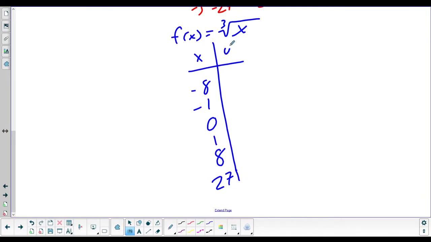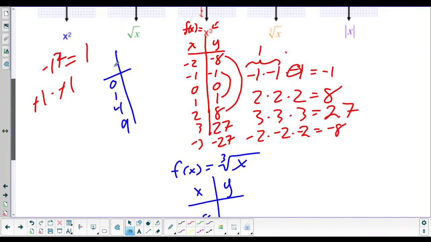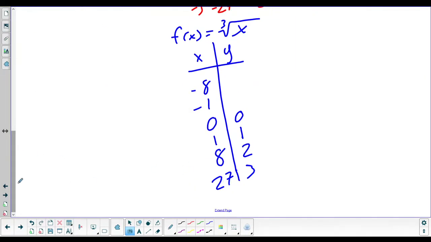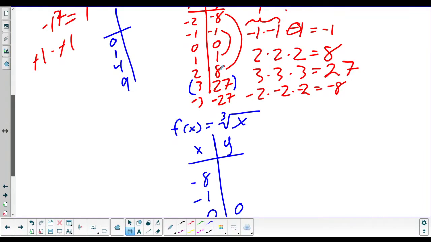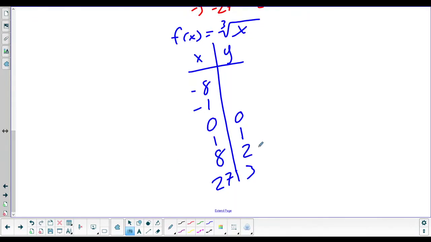Okay. For the y's, we're going to just take the cube root. The cube root of 0 is 0. The cube root of 1 is 1. The cube root of 8 is 2. And the cube root of 27 is 3. Notice how these are inverses of this. All I'm doing is taking the cubed parent function, ordered pairs, and reversing the order. So we had 3, 27, now we have 27, 3. We had 2, 8, now we have 8, 2.